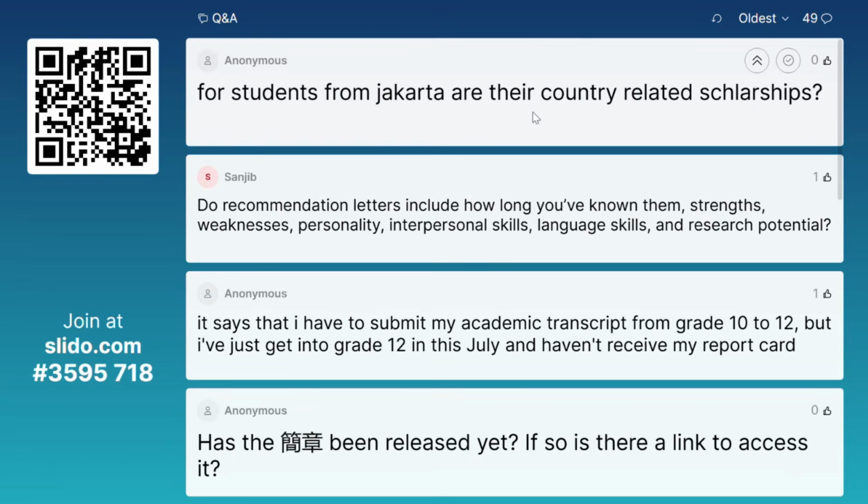For a student from Jakarta, are there country-related scholarships? Specifically for Indonesian people, I don't think so. I think the Indonesian government has some scholarships, but you have to check. From NTU, I don't think so, but the Taiwanese government has scholarships, so you can also apply for the Taiwan scholarship, for example, the MOE scholarship.